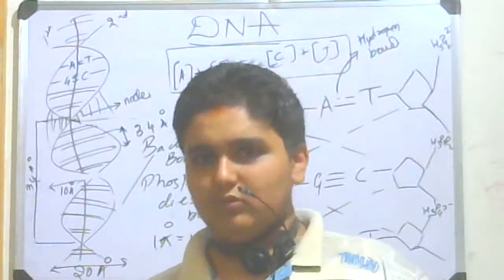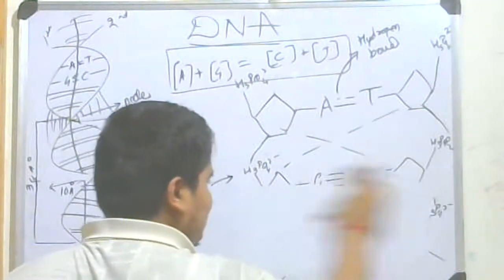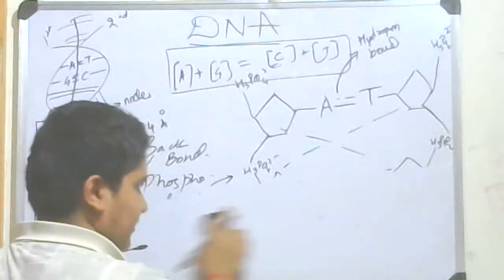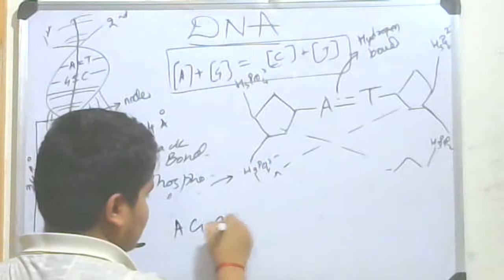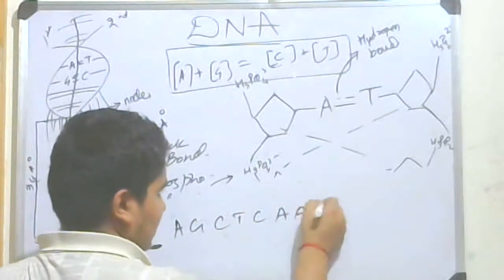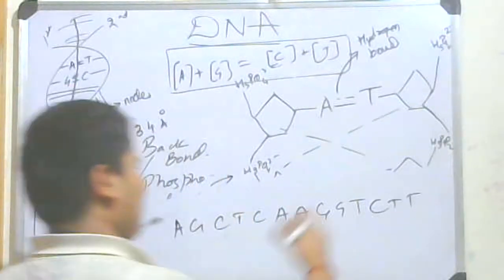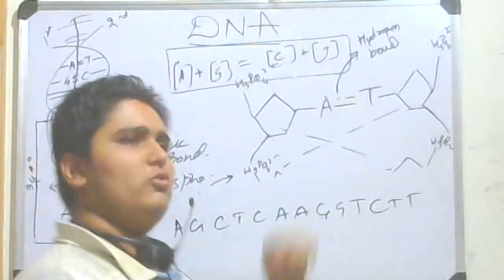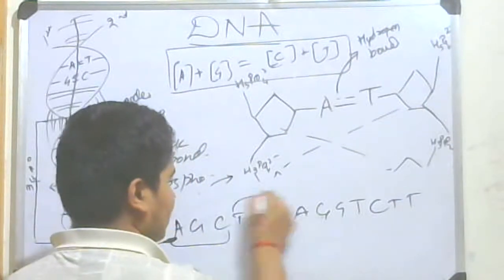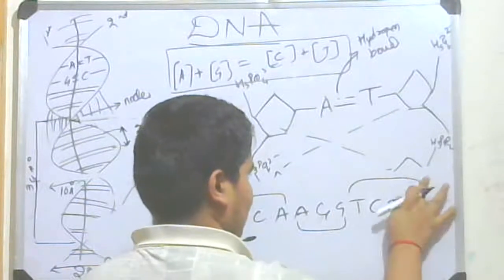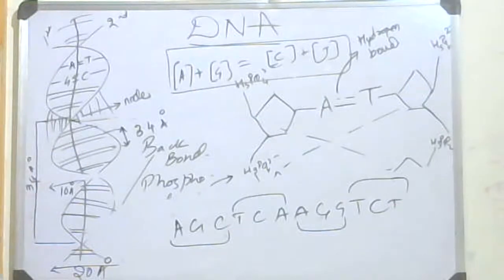But as of now, I'll tell you that these bases, like adenine, guanine, or whatever we saw right now, are bonded in a sequence. It is always like this. Usually, A G C T C A A G G T C T T. Something like that, some random code. Now this always exists in codes of three. They are triplets. So this is a codon. This is a codon. This is a codon. This is a codon. Stuff like that. It's always in triplets.